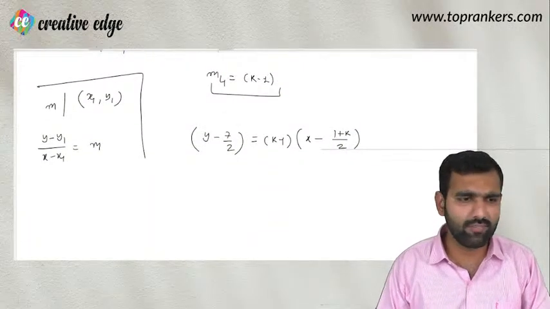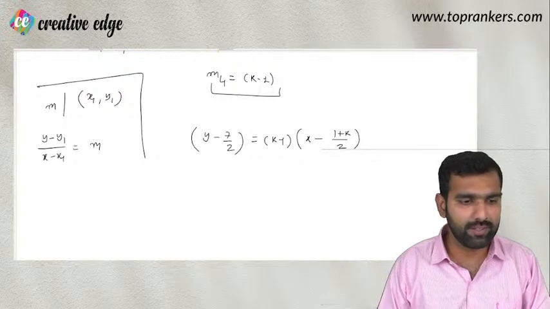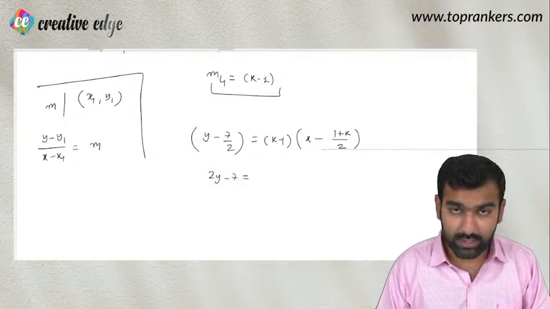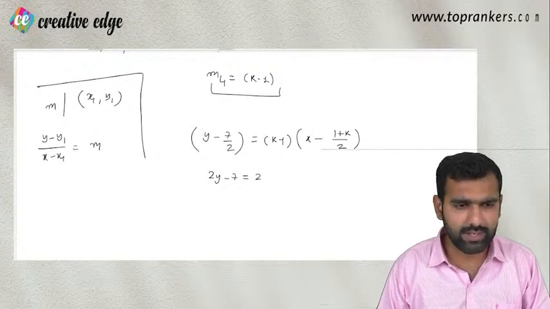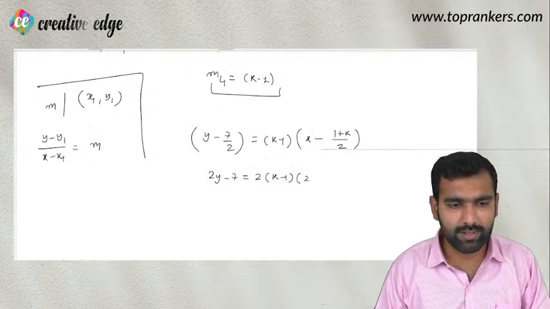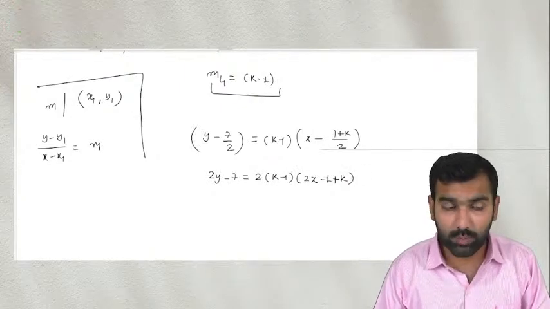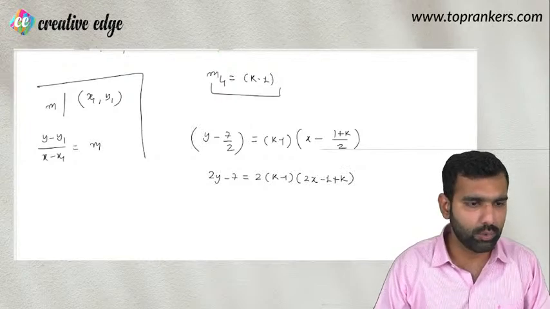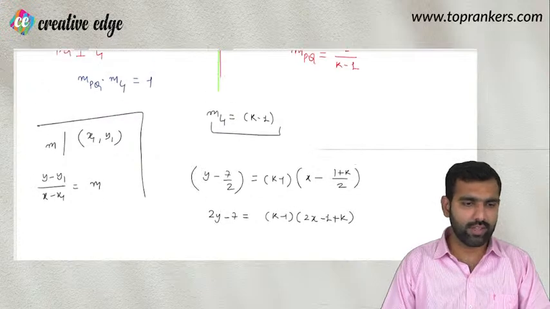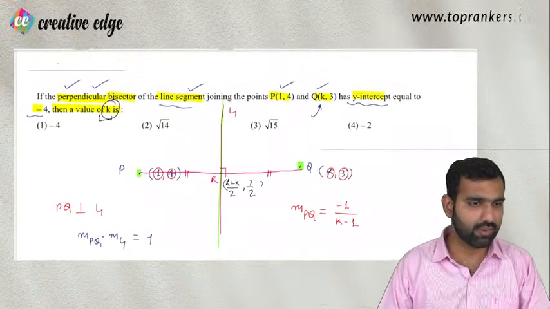If I simplify this equation, what do I get? If I multiply by 2, so 2y minus 7 is equal to, I hope you are realizing there is this 2 in the denominator. I take that 2 to the other side, so 2 times k minus 1. This 2 gets multiplied here, so there's 2x minus 1 plus k. A whole expression gets divided by 2, and that 2 gets cancelled by this 2, right? Now, if you simplify this further, you can figure out, now please pay attention everyone, what are we told?